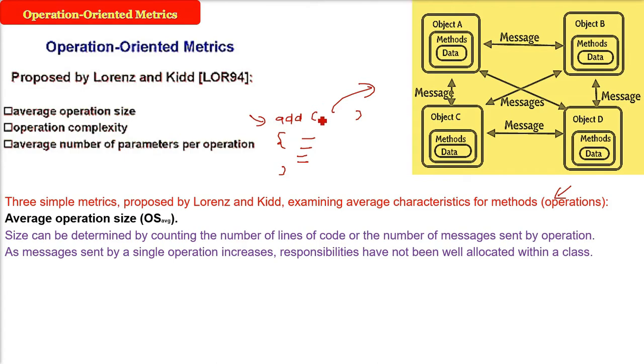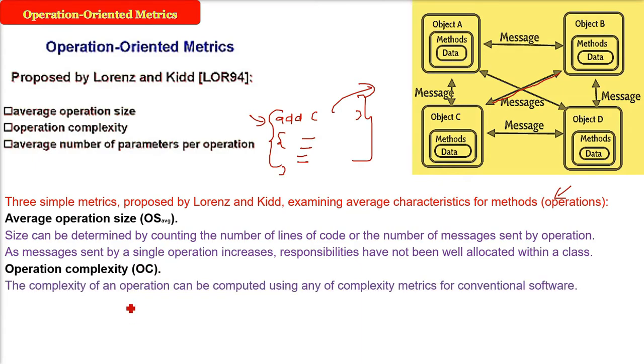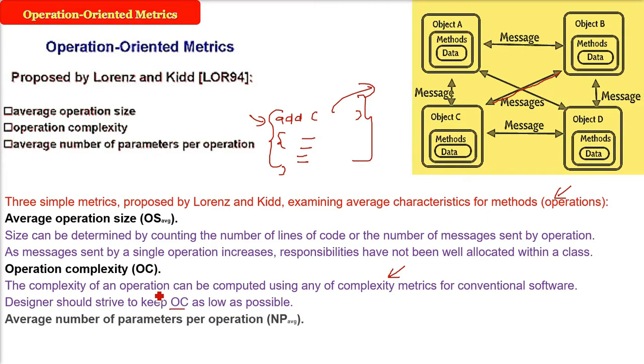So as messages sent by a single operation increase, the responsibility is not being properly allocated within the class. There is only one function doing a lot of work. The other functions are not doing that much work. Operation complexity, OC. Now the complexity of an operation can be computed how? Using any complexity matrix like the cyclomatic complexity. So designers should strive to keep this operation complexity as low as possible.